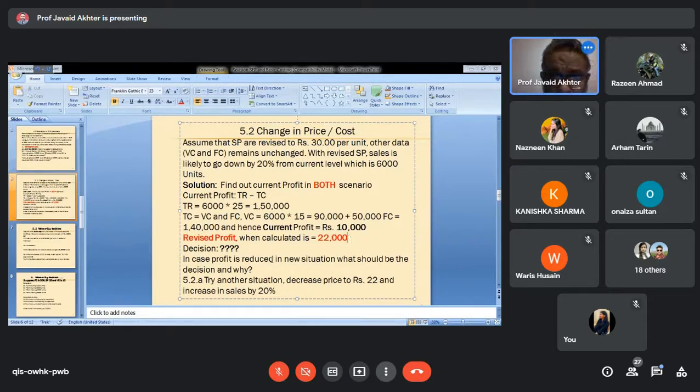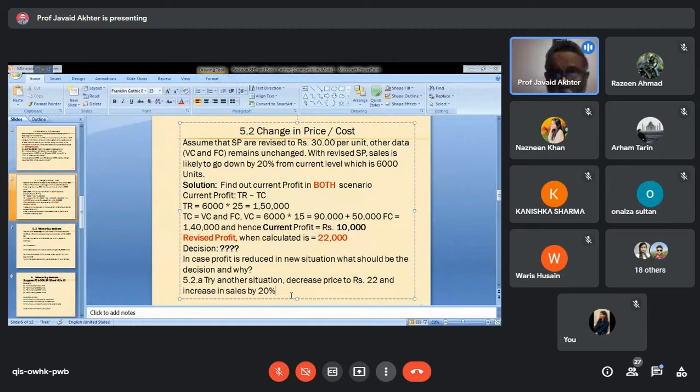Now suppose the profit is reduced in the new situation. What should be the decision of the firm? The firm should not change the price. Once again, you try another situation. Decrease the price from rupees 25 to 22, and increase the sales. Expected increase in sales is 20%, and see what will be the decision.